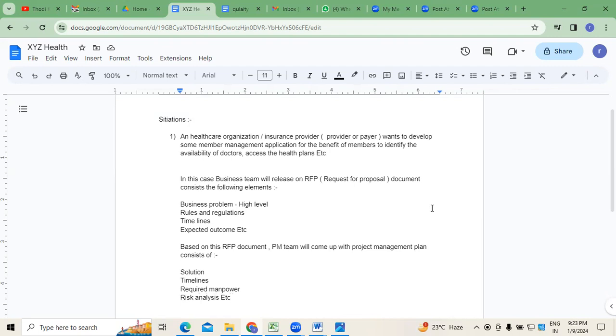When a project management plan is prepared by a project management team, inputs will be given by different people. One, the PM team will look after the required manpower. I'm explaining from the scratch. Do remember, required because we have not gone into the project straight away. Required manpower, point number one. Timelines.